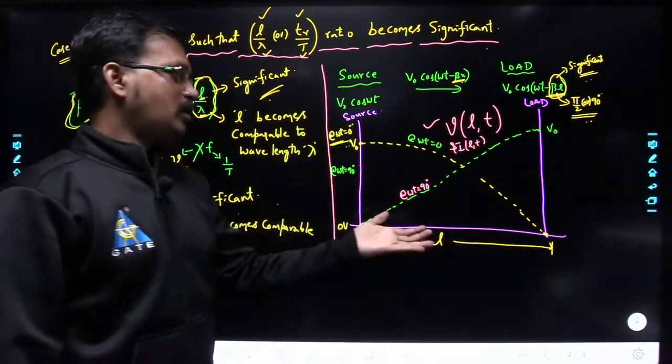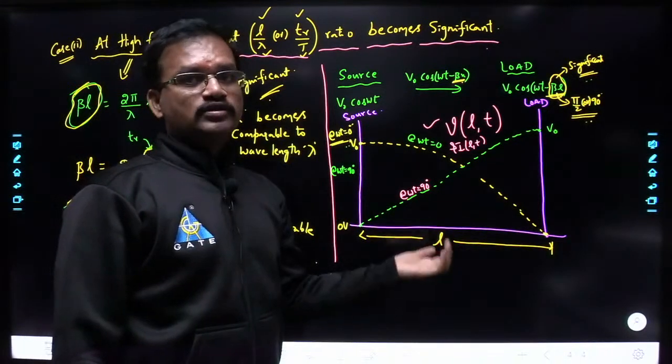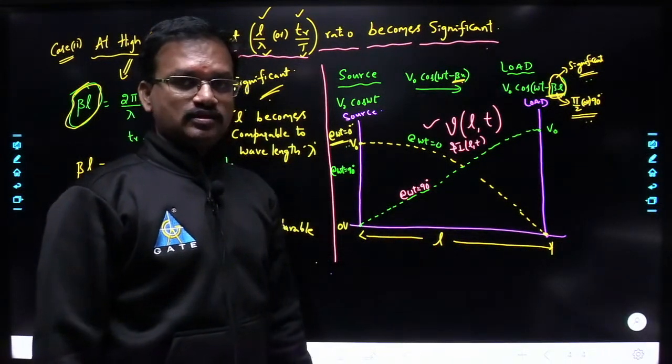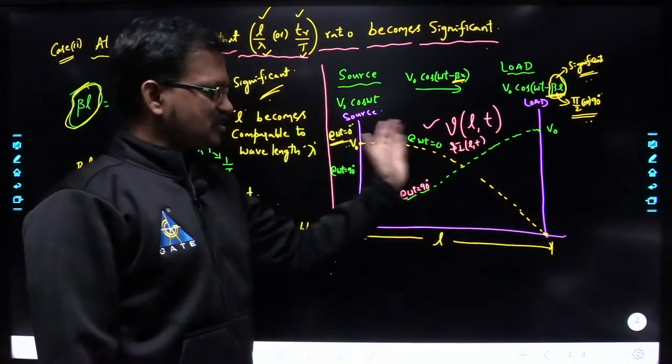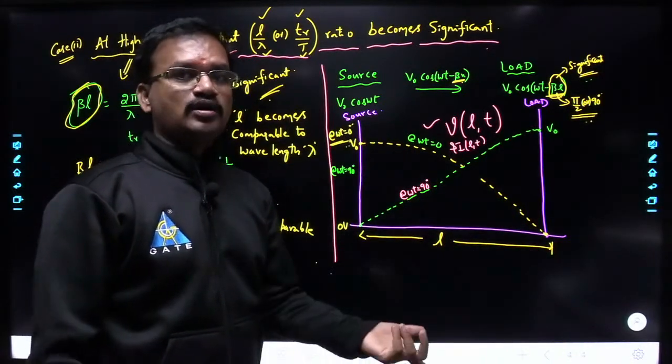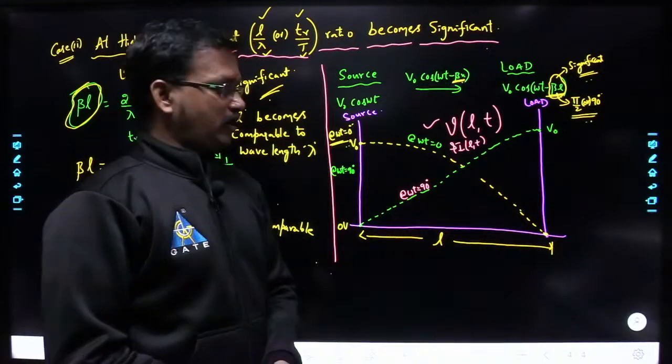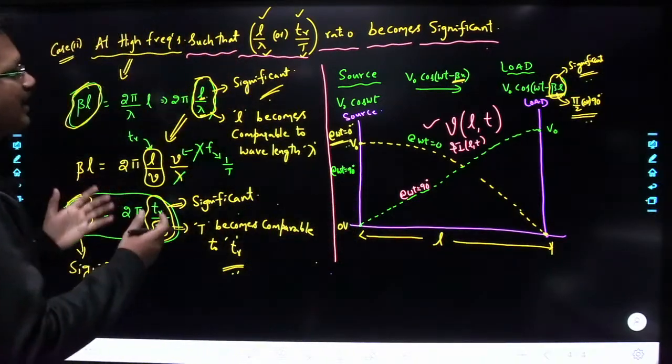So now here you cannot ignore the spatial variations. Why? Because they have become significant here. Yes or no? You should not neglect that. So that's what happens at high frequencies.